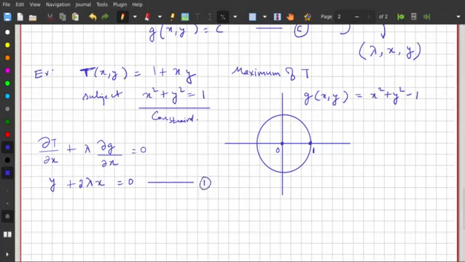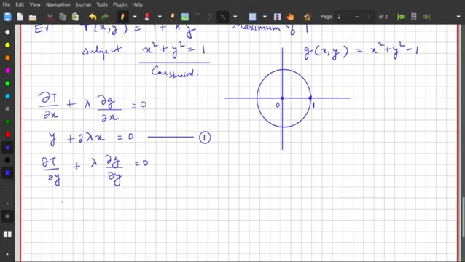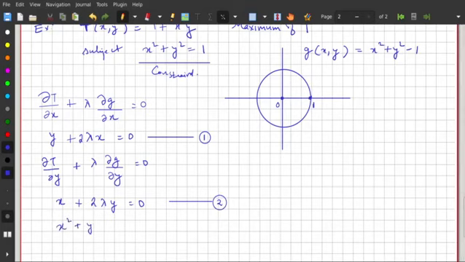Let's call that equation 1. Similarly we have partial t partial y plus lambda partial g partial y equals 0. Partial t partial y becomes x, plus lambda times partial g partial y, which is 2y, so this becomes x plus 2 lambda y equals 0. That's equation number 2. And remember we have the constraint equation itself, x squared plus y squared equals 1. That's equation number 3.